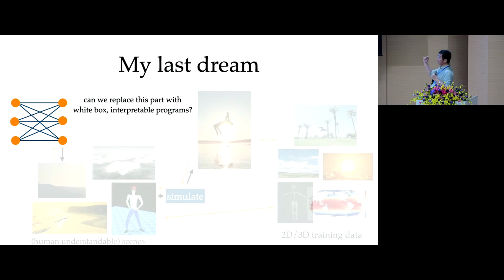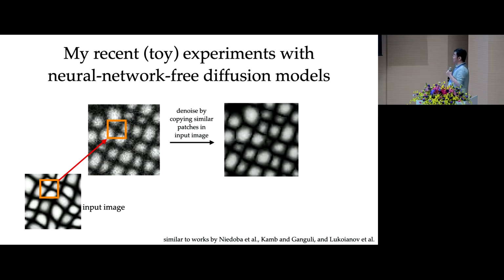So this brings me to my last dream. There are still not fully academically satisfying components in the pipeline. There's this neural network that's still somewhat not fully predictable and not fully understandable. So can we replace that neural network with a white box and interpretable program? And this is not a paper. This is just my random experiments I wrote with NumPy. I tried to vibe code it, but it didn't work. So I had to write it by hand.